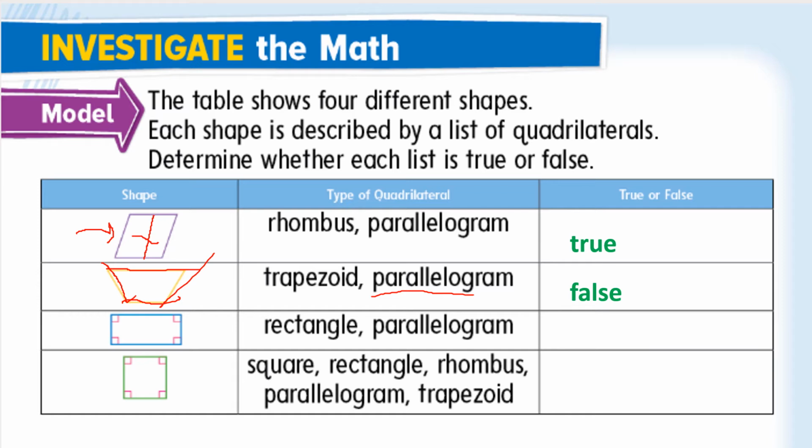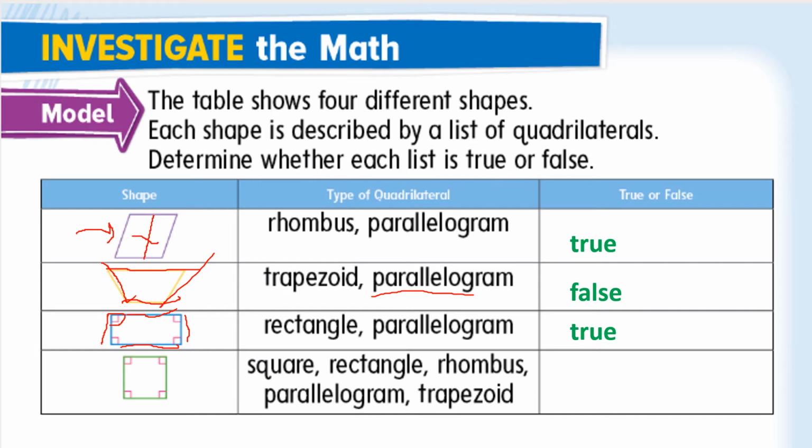Then let's look at the next shape, the blue one. Is it a rectangle? For it to be a rectangle, opposite sides have to be the same length and parallel. Well, that's true. And the corners have to be right angles. Well, that's true. A parallelogram, the meaning of that is that opposite sides are the same length and parallel. That's true, isn't it? So both of those labels would be true.